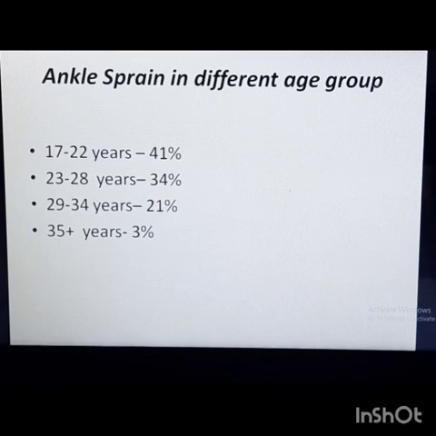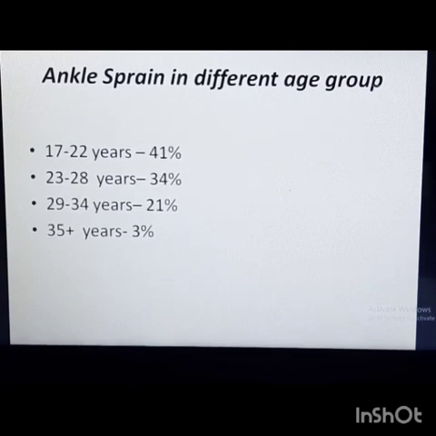Ankle sprain in different age groups. As I mentioned in my introduction, the researchers say that ankle injury advances with age, but here in this study they have seen that ankle injury actually goes down with advancing age. So it's quite a debatable topic, the relationship between ankle sprain and age. Some studies say that it increases and some studies say that it decreases.